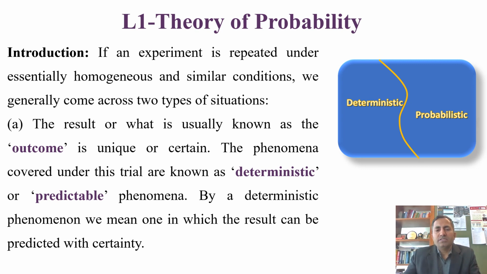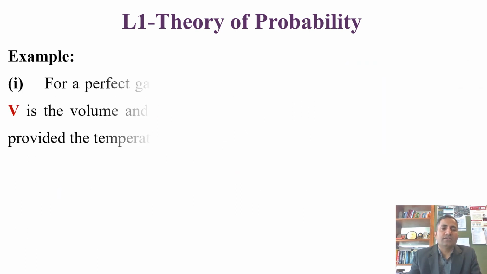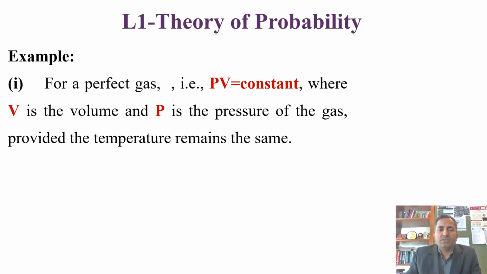So once we talk about the experiment, it will have two types of criteria, whether it is deterministic or probabilistic. A few examples that we can see for the deterministic is the well-known gas constant, PV equals constant, where V is the volume and P is the pressure. That can be predicted if the temperature remains the same. So PV is equal to constant. For any pressure you can predict the volume.